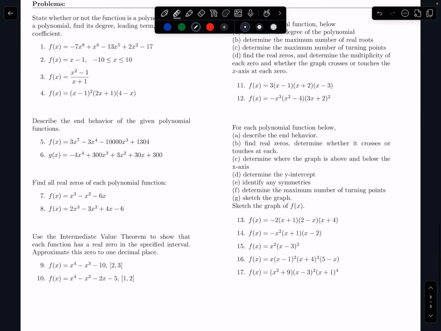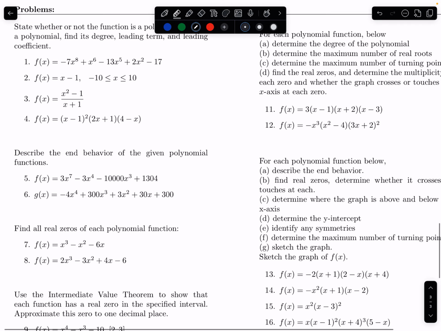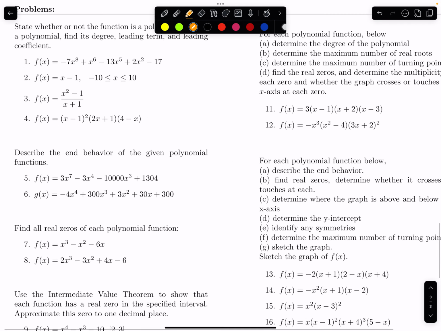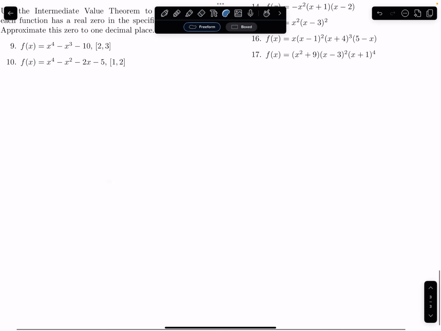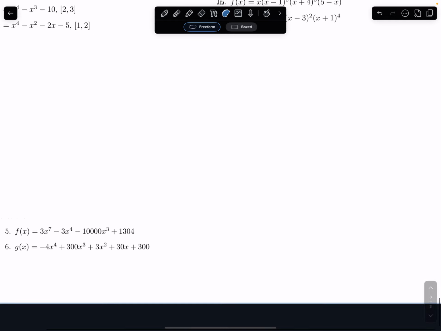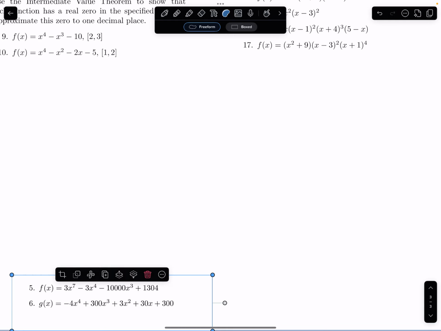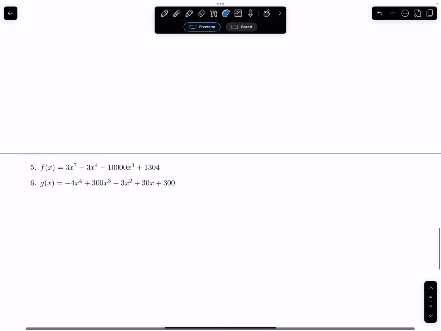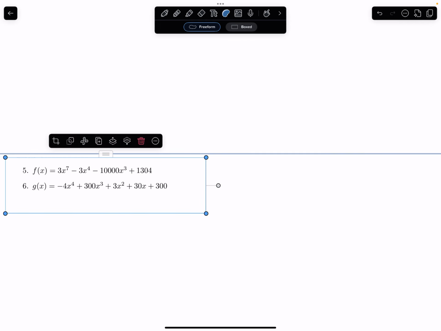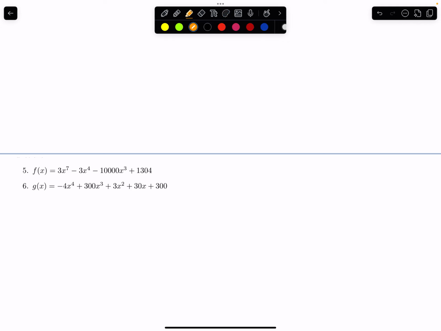Just doing 2, 5, and 6. We're given two polynomials, and we're going to discuss their end behavior. Let's cut and paste these this time. Let's move this down. Okay, start a new page for me, please. Thank you. Okay, so here, let's take this first polynomial, number 5.